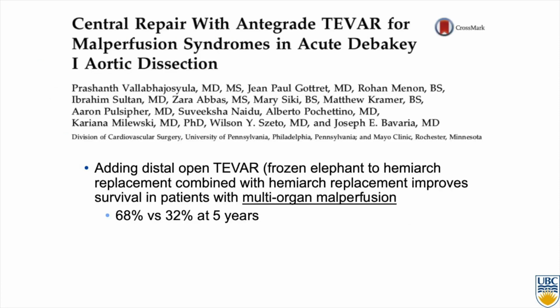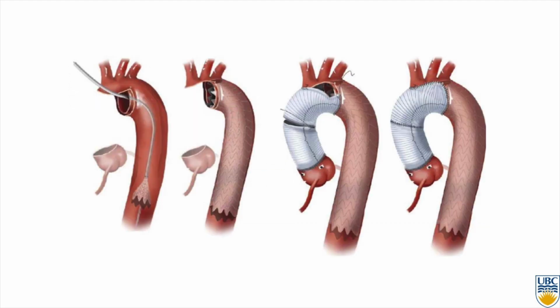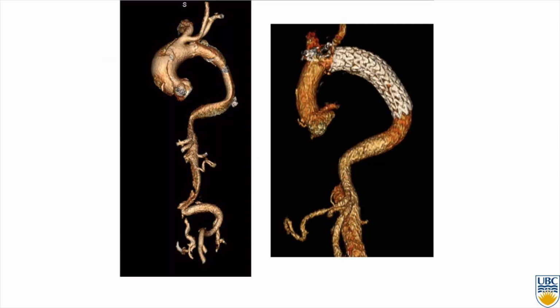One approach that has been utilized in Philadelphia is adding a TEVAR that is deployed antegrade at the time of circulatory arrest, in addition to simple hemiarch. That was found to improve the survival at 5 years in patients that were in preoperative multi-organ malperfusion.